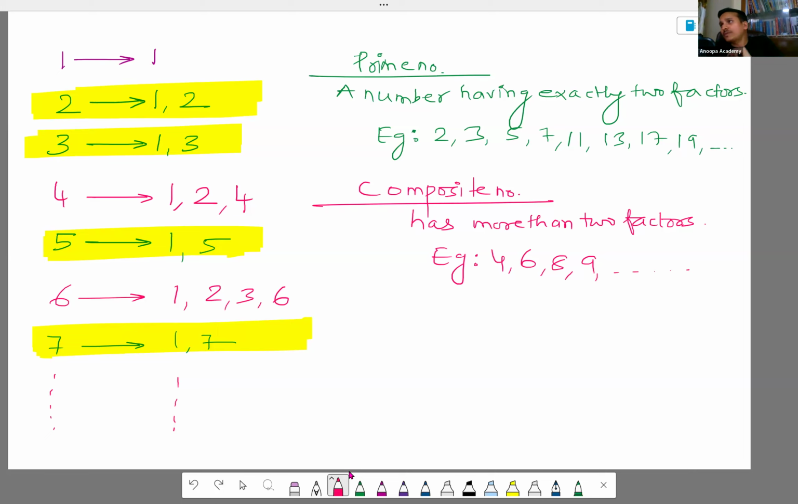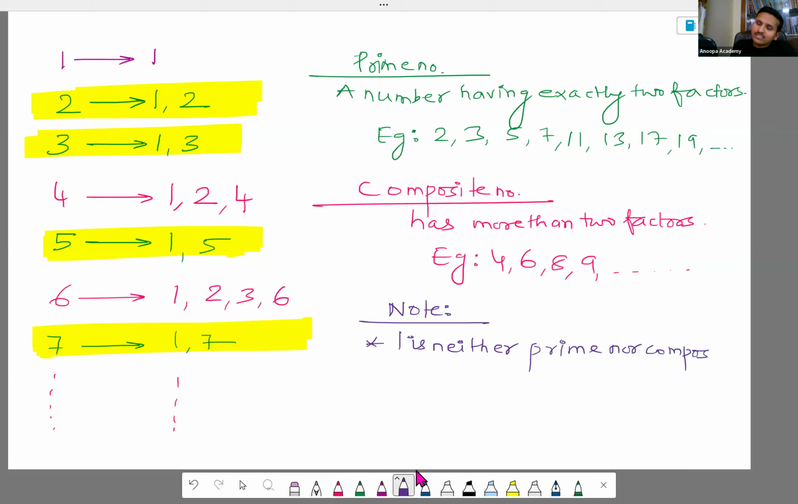For a number to be prime, it should have exactly two factors. For a number to be composite, it should have more than two factors. But 1 is having only one factor. That is why I'll write some very, very important note points here. Number 1: 1 is neither prime nor composite.